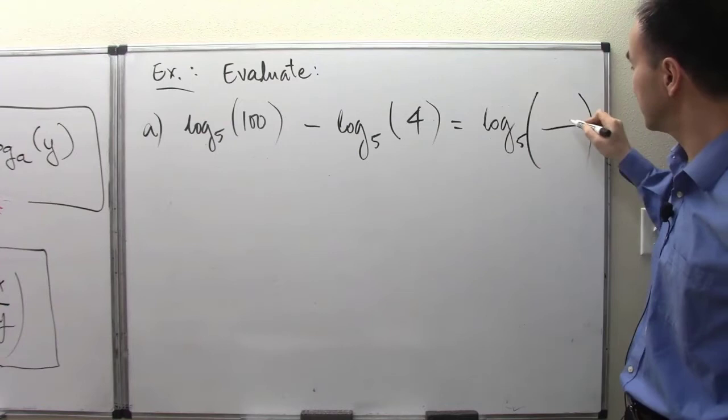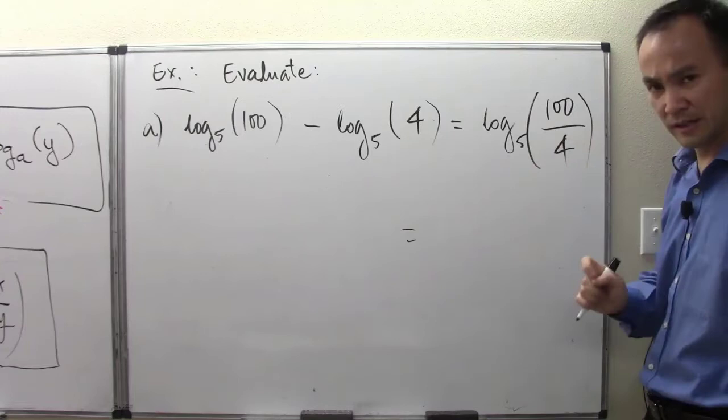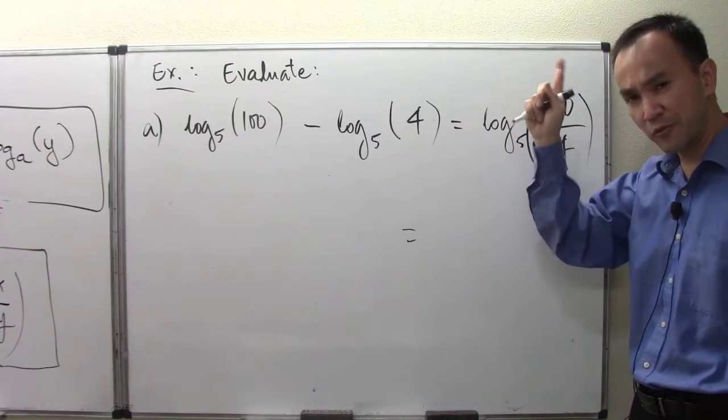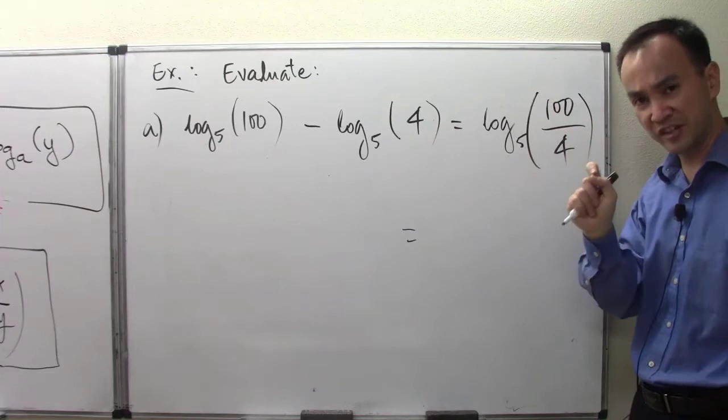All right. And so, 100 over 4. I talked about order of operations earlier. Same way of working here, same way of reasoning here. We have to work from the inside out. Whatever is inside the parentheses, we have to finish calculating first. 100 over 4 is 25. And now we take the log base 5.